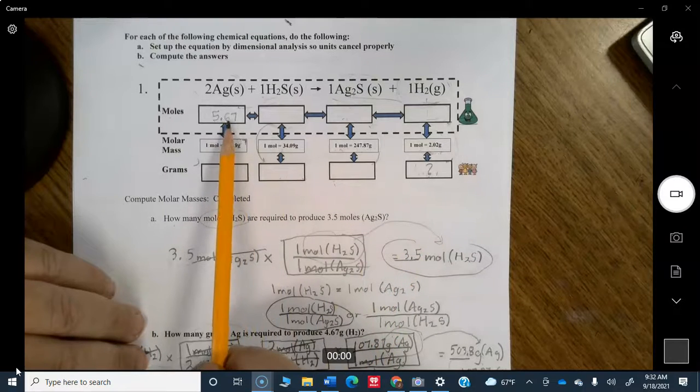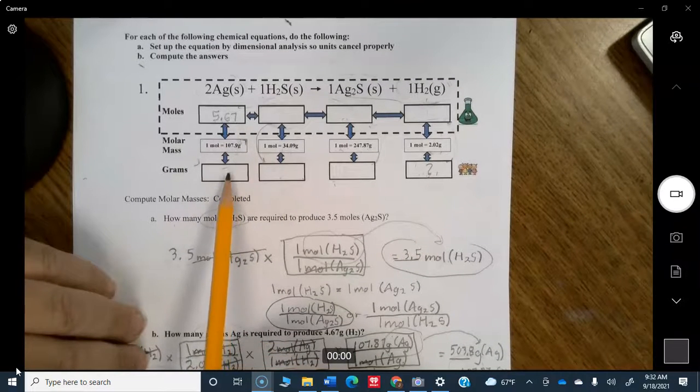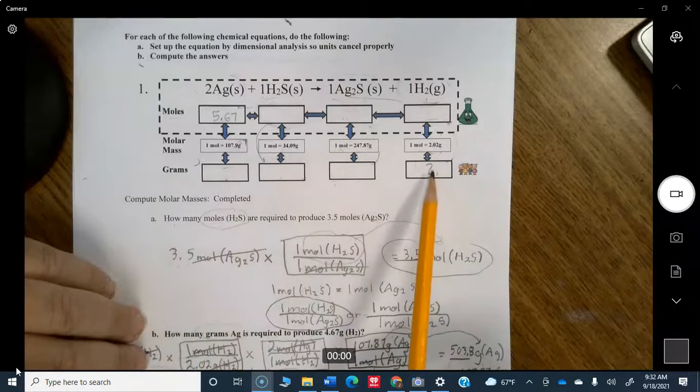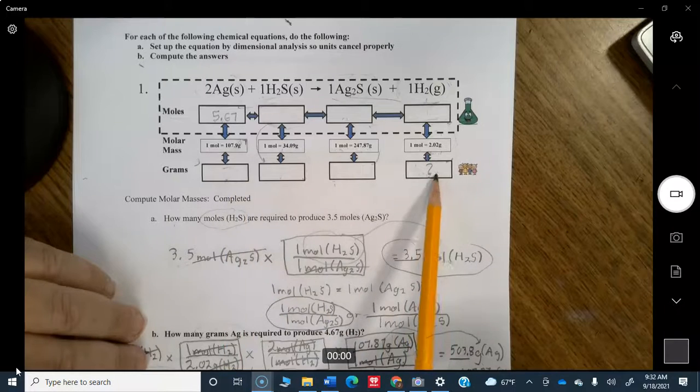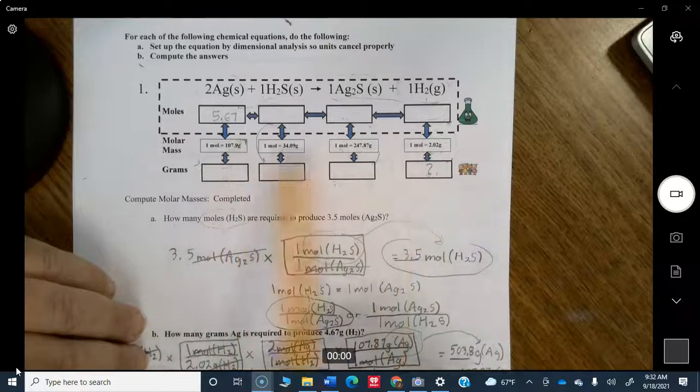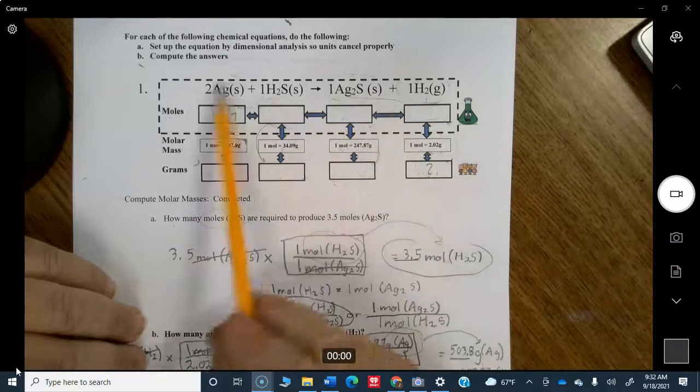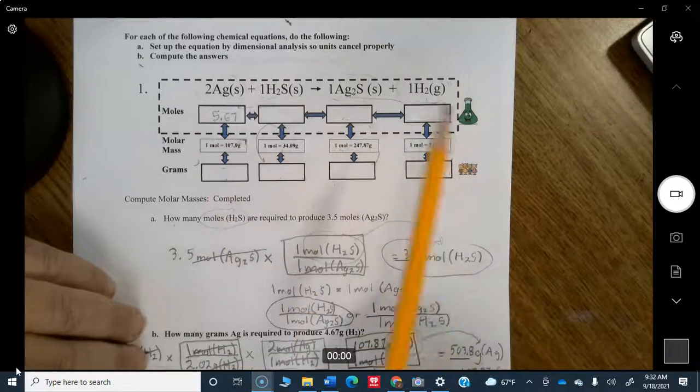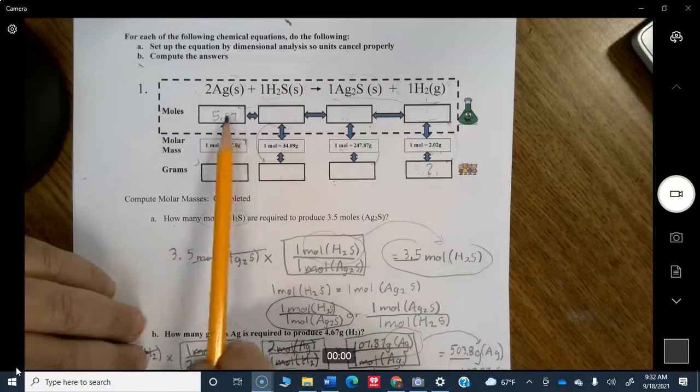Recall what we said in class. You cannot take an alternate route. You cannot go from here, use the molar mass, and get grams of Ag. You can do that, but it doesn't do you any good. Because grams of Ag to grams of H2, we have no relationship between grams of Ag and grams of H2. So any sideways movement has to be done inside the chemical equation, where we have the chemical equation to give us relationships between these. All right, so we're going to go from here to here.